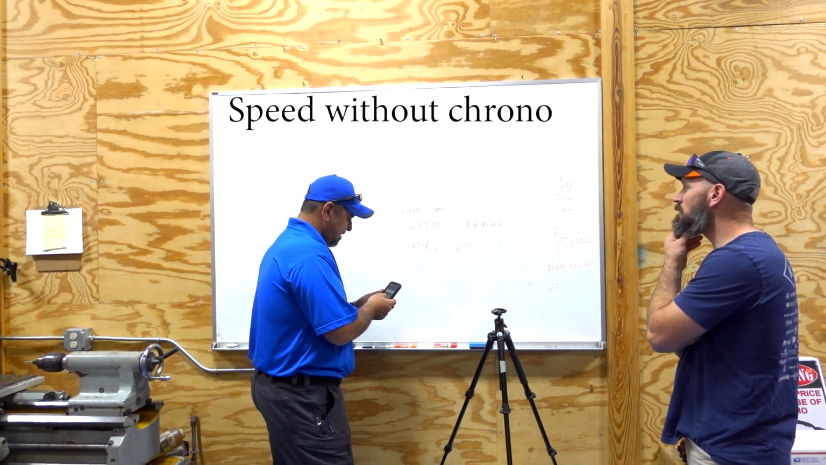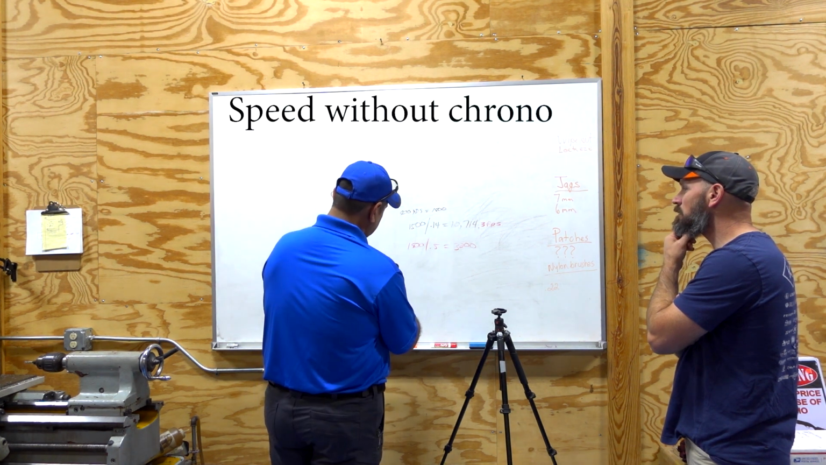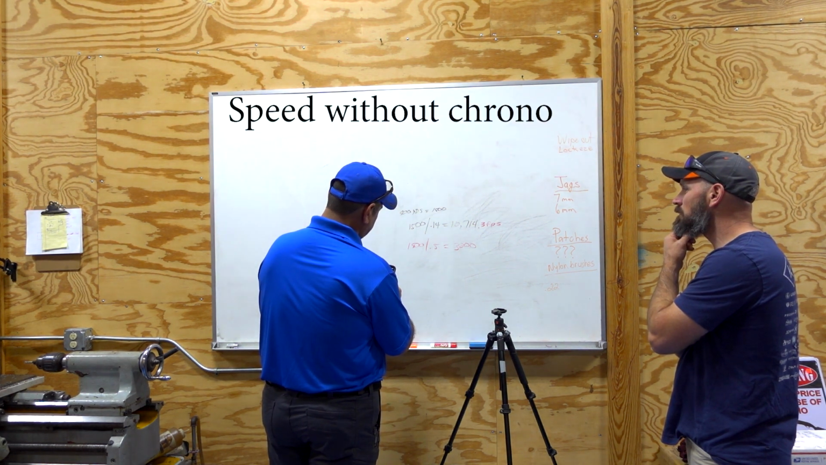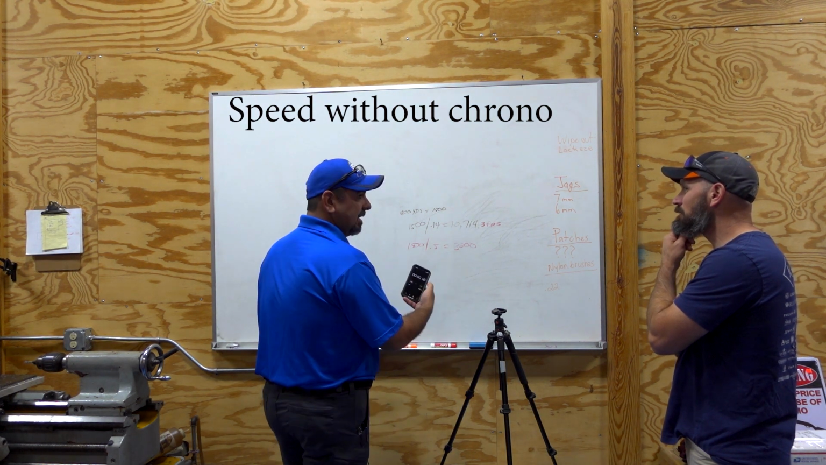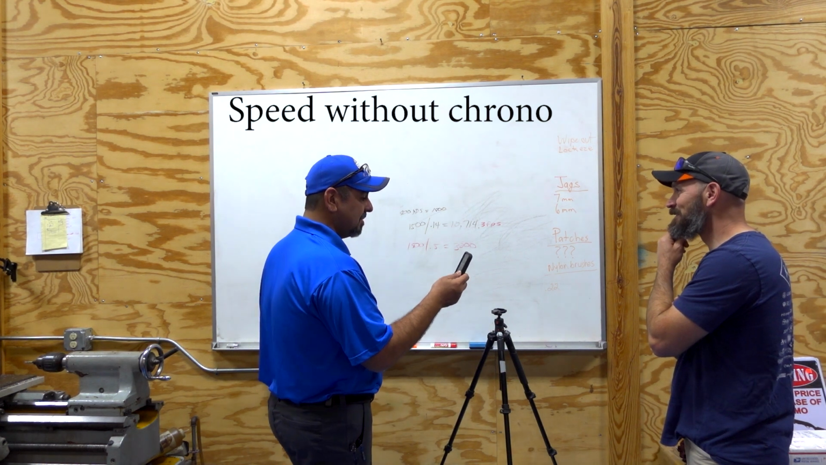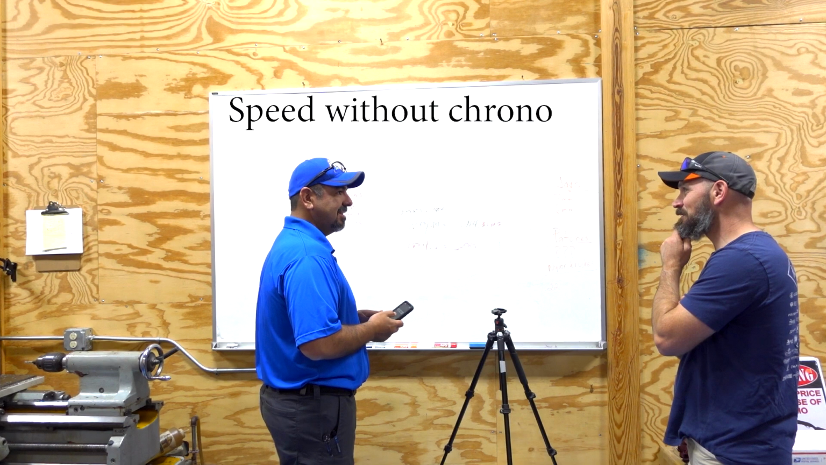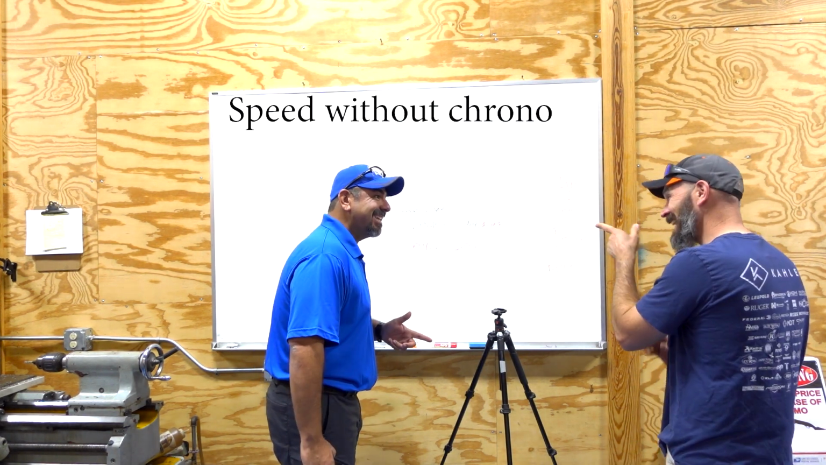I need to work on getting the same number. See, that's pretty close. 17, 15, 15, 15, 16, 16. See, I can get really close. You can do 5 shots. Yeah, and I'll just average it out. Well, that's how we get the ES.